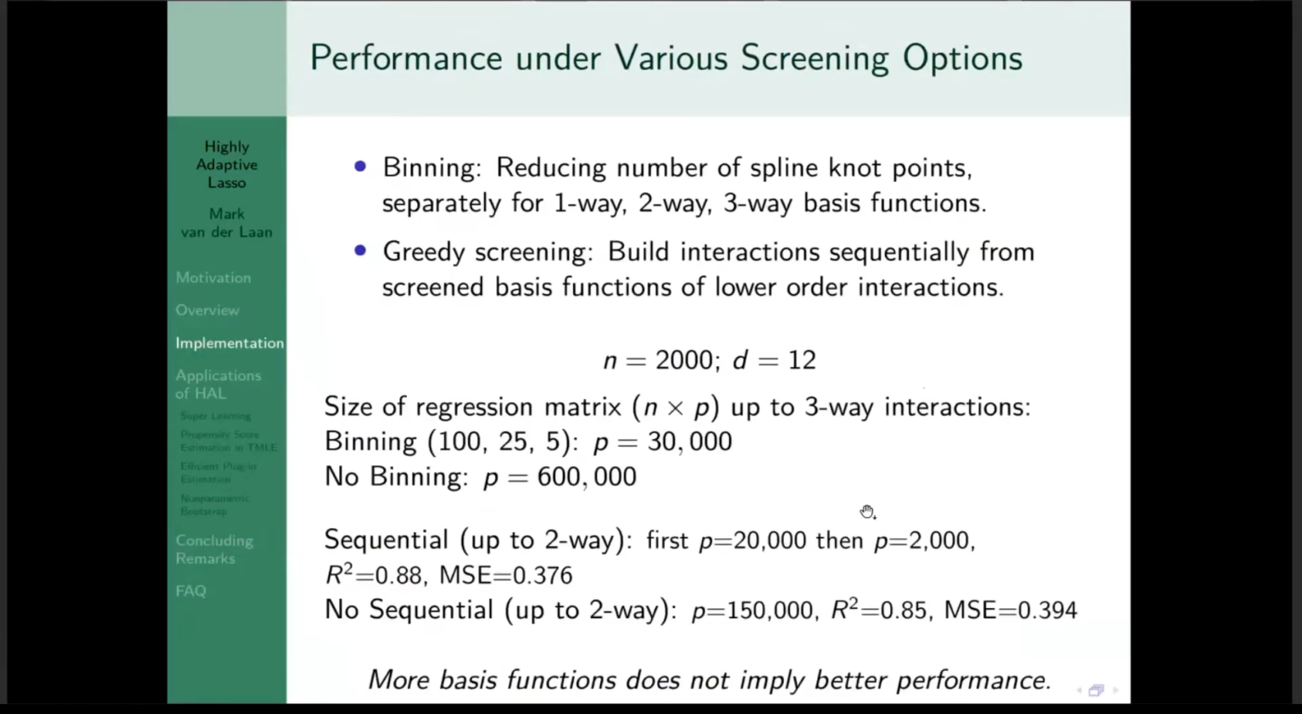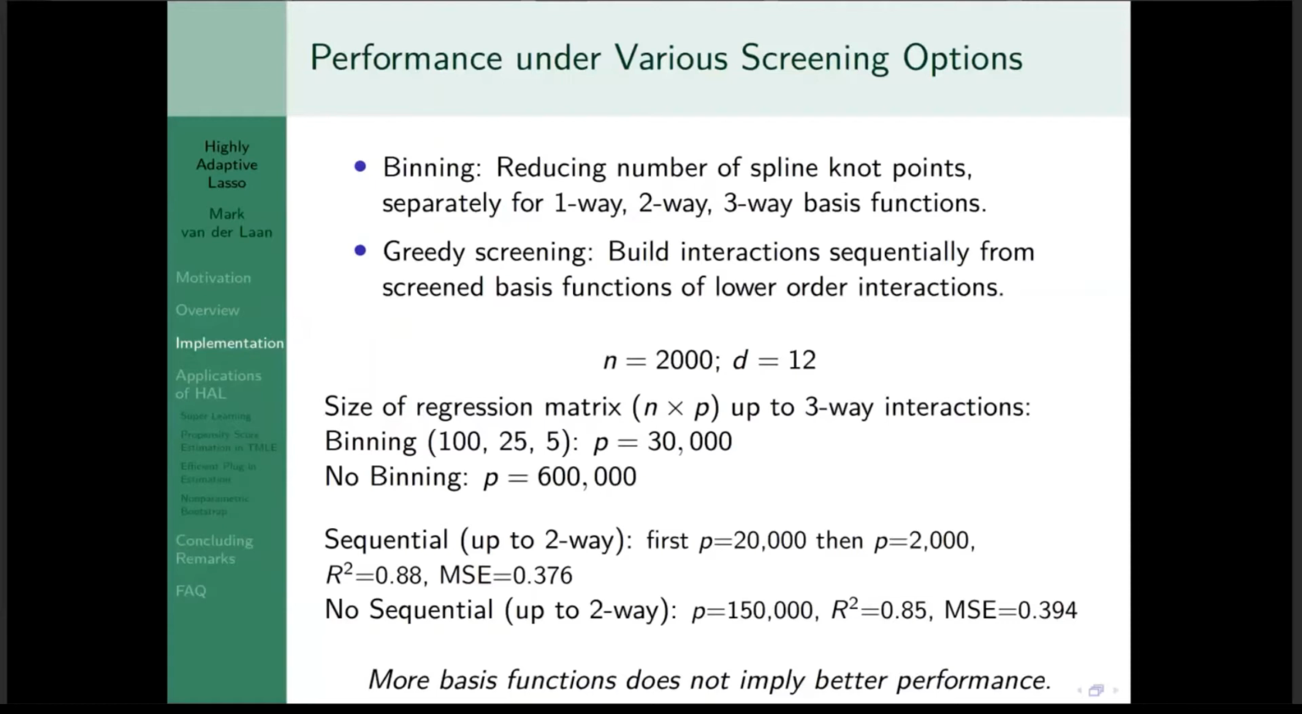Then you can also specify ways of screening, like you can use binning, which really means just discretizing the covariates. And you can also use greedy screening. For example, here's an example with n is 2,000 observations and the dimension is 12. You can say, I'm not using any binning, then you get the full-blown 600,000 basis functions if you go up to three-way interactions. On the other hand, if you say, I want the one-ways, I want to discretize them in 100 values, which is still a lot, we don't even need that. For the two-ways, so the interactions, I bin the covariates having only 25 knot points each. And then for the three-way, I make it 5. So that's a way to reduce the space of basis functions and thereby end up with only 30,000.